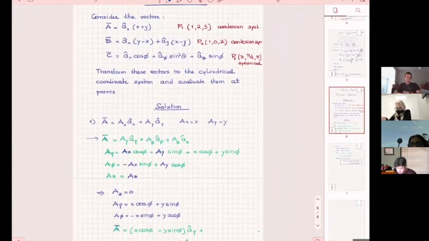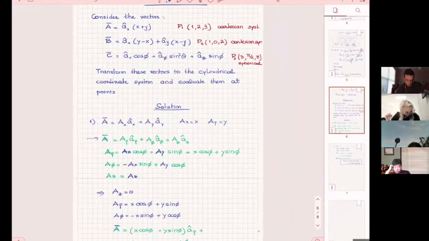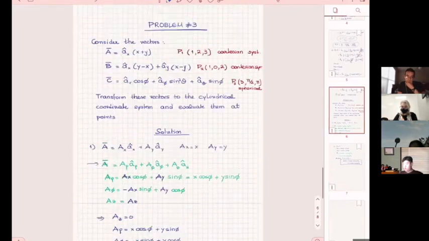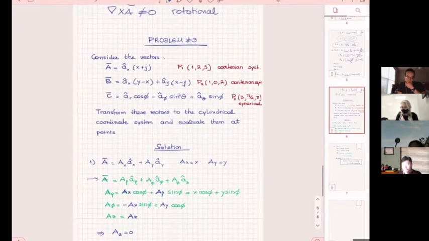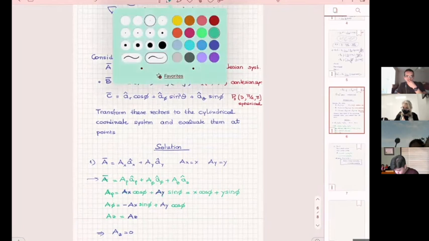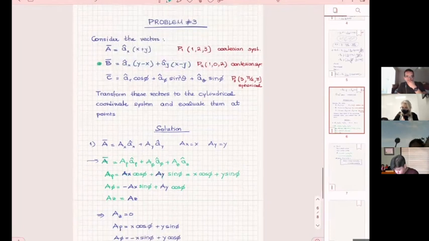You can do the same thing for B, and then for C, you have to move from spherical to cylindrical. Okay. So I'm not gonna do the second one, it's the same. This one is like the same as we did before. So you can practice that one. But let's do C.